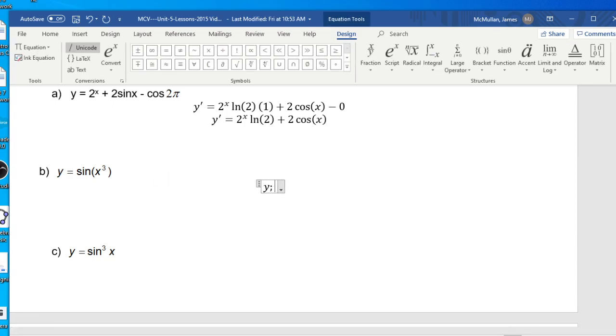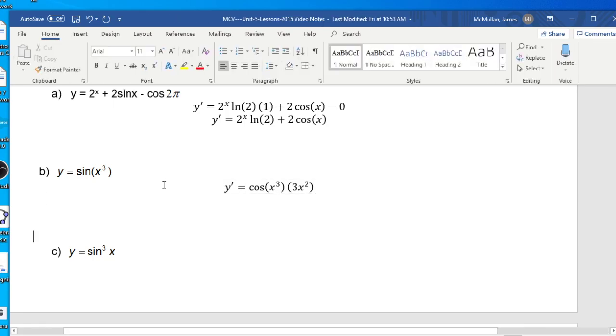Y prime here, okay? We take the derivative of the outside function and copy the inside function. The derivative of sine is cos. Copy the inside function and don't change it. Now I multiply by the derivative of the inside function, right? Which is 3x squared in that case.